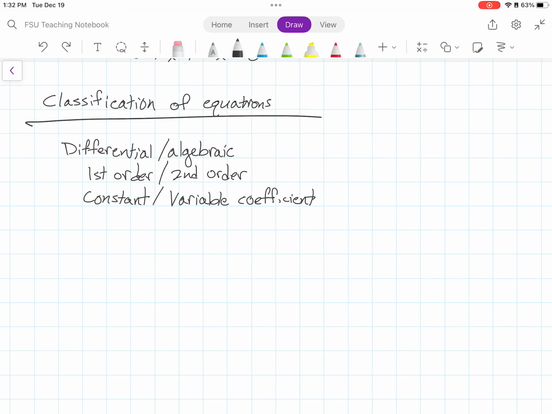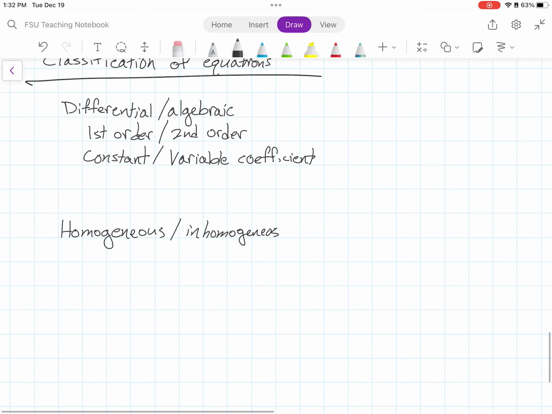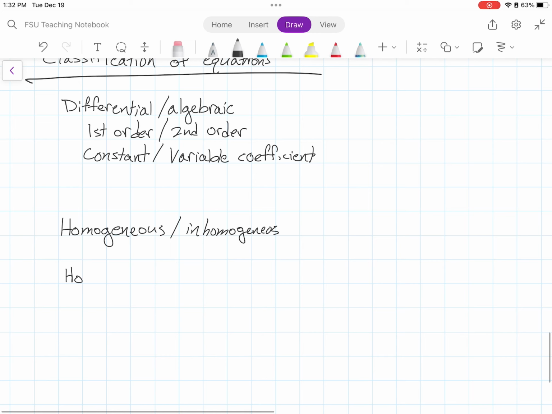So the first one we're going to talk about is homogeneous versus inhomogeneous differential equations. So an equation is homogeneous if all terms of the equation contain one or more dependent variables.